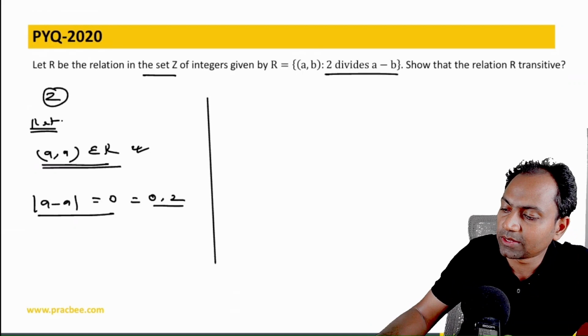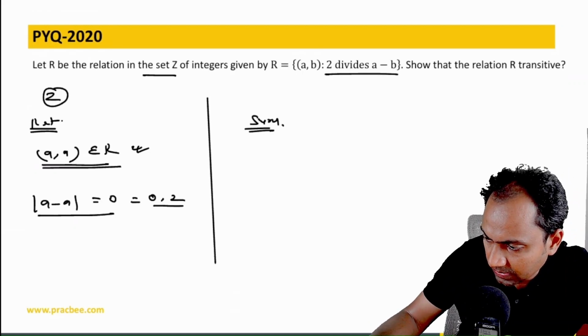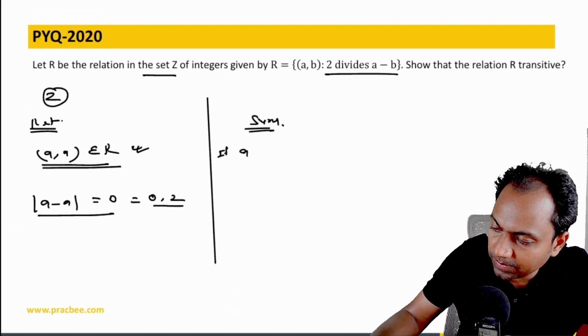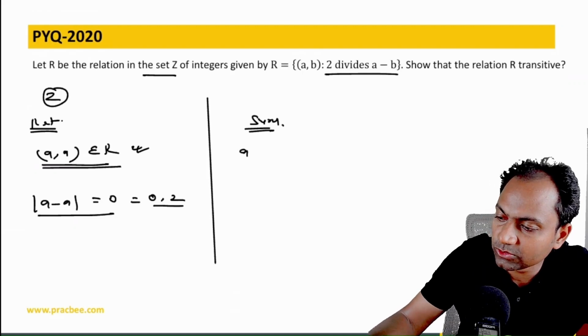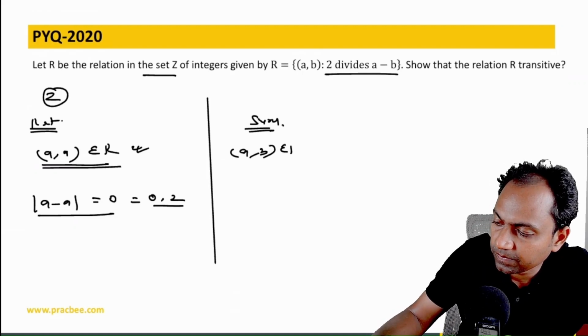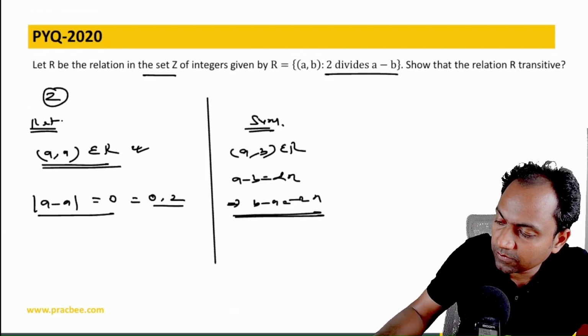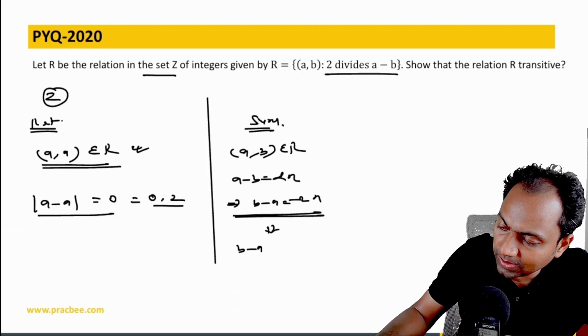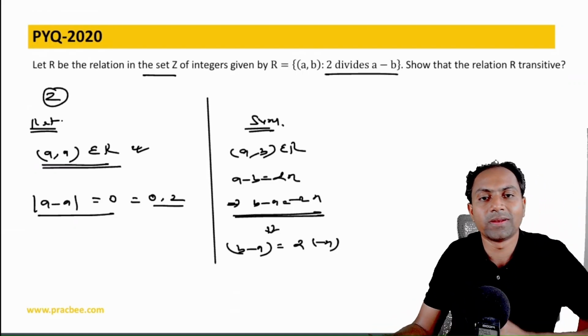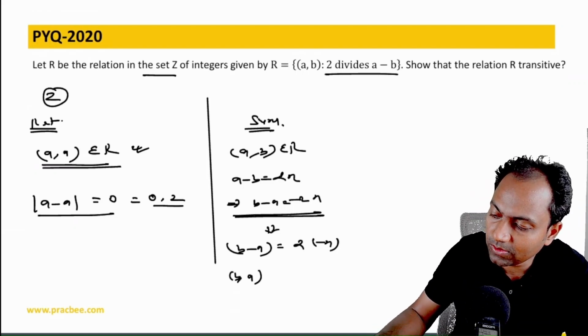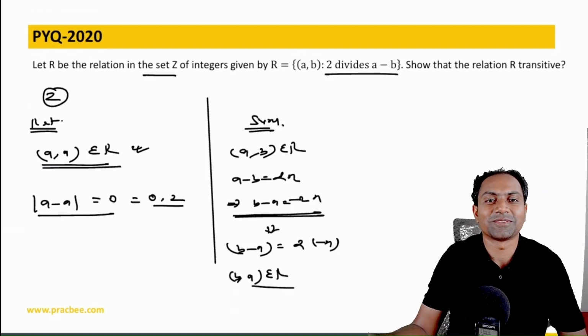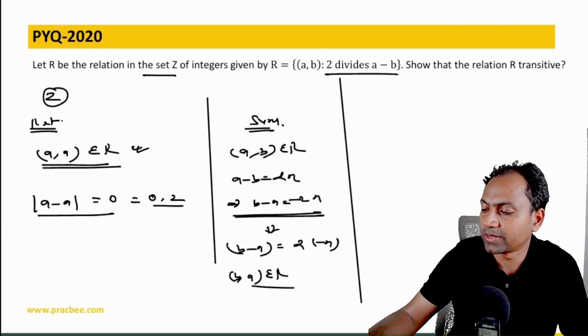In the second part, in order to check symmetric, what we need to do is, if a comma b belongs to R, I assume it for a comma b. So I can write a minus b is equal to 2 times n. And from here we can write the relationship between b and a. If I write b minus a is equal to 2 times minus n, it is a multiple of 2. And since it is a multiple of 2, b comma a will also belong to R. The second is also done.